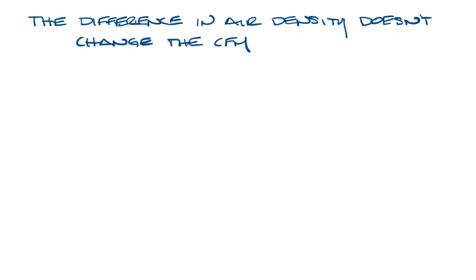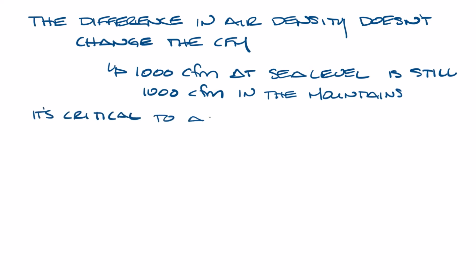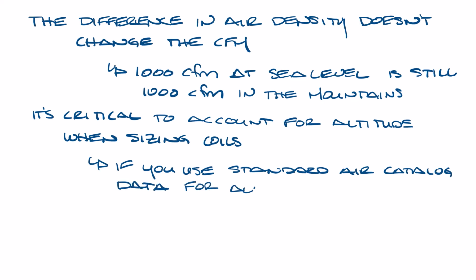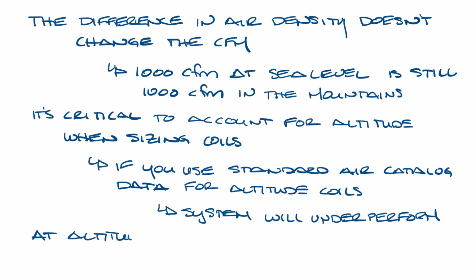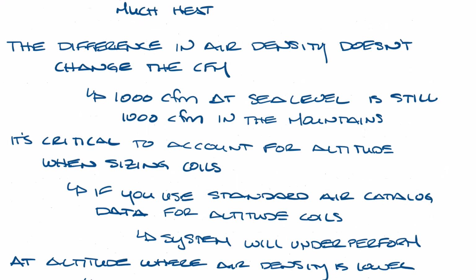So let's move this up. The difference in air density doesn't change the CFM value itself. 1,000 CFM at sea level is still 1,000 CFM in the mountains, but the heat transfer potential of that air is lower. That's why it's critical to account for altitude when sizing water coils, because if you only use the standard air cataloged data for coils used at altitude, your system will underperform. So at altitude, where the air density is lower than standard air, the heat transferability of the air will be reduced. Let's move this over.